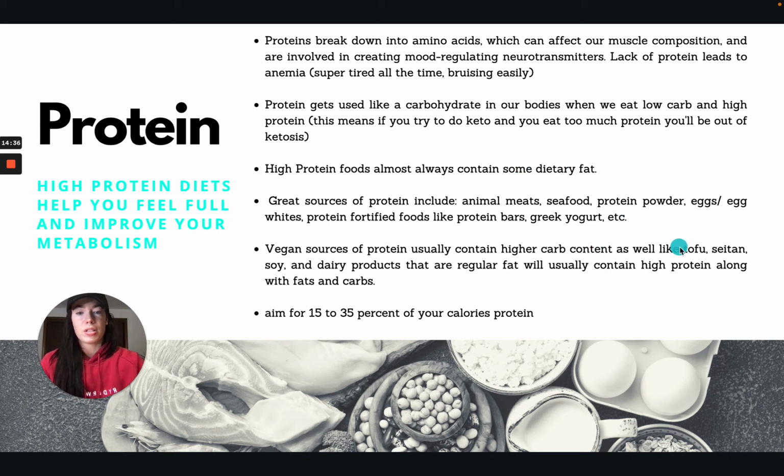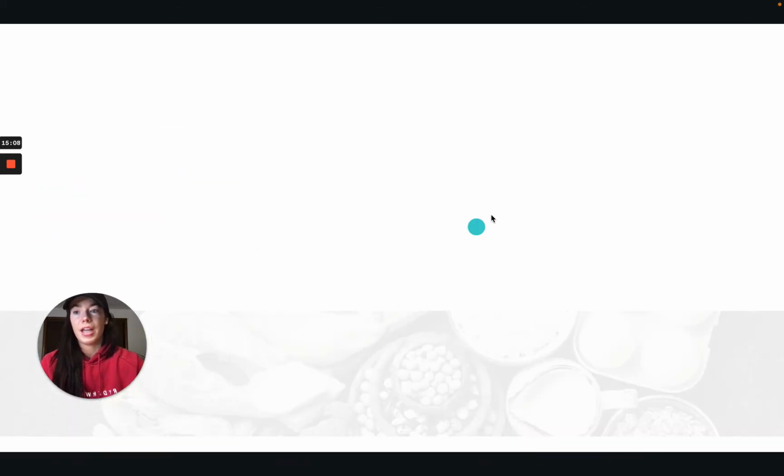So some great sources of protein include animal meats, seafood, protein powder, eggs, and egg whites. And then any protein fortified foods like protein bars, Greek yogurt, and things like that. There's also vegan sources, but the problem with vegan sources is sometimes they contain higher carb content as well, like tofu, seitan, soy, and dairy products that are regular fat will also have high protein, but they come with fats and carbs too, so just remember that. And then you want to aim for 15 to 35% of your calories coming from protein.